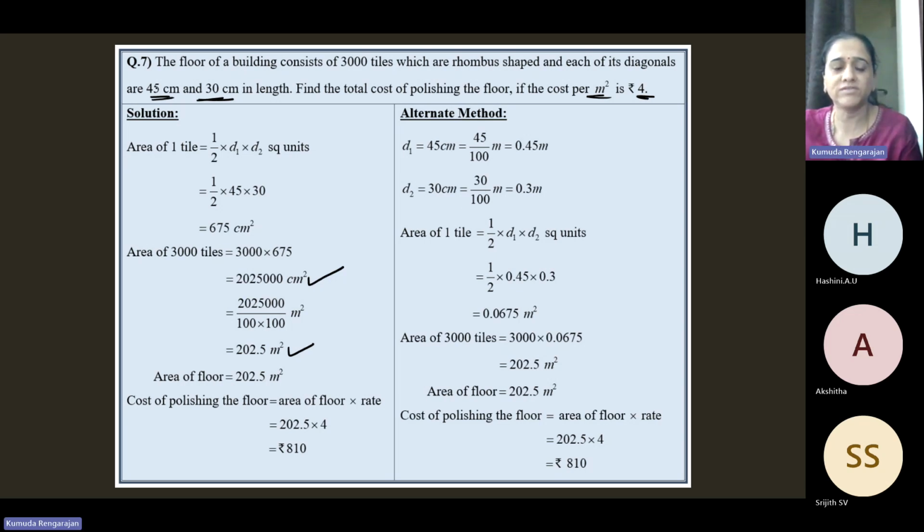So how do you convert 45 centimeters to meter? 45 by 100. Then 30 centimeters, 30 by 100. So find D1 and D2 in meters. Then you will get the area directly in meter square. Multiply by 3000 to get the area of 3000 tiles in meter square. And then area into rate will give you the total cost. Write down both the methods. I'll give you 10 minutes for this, please.